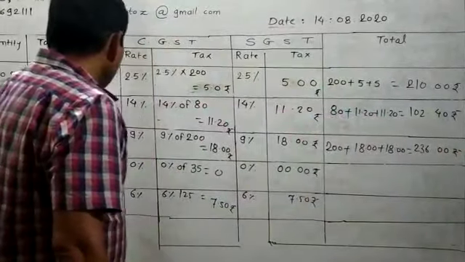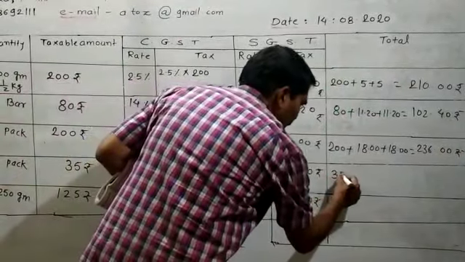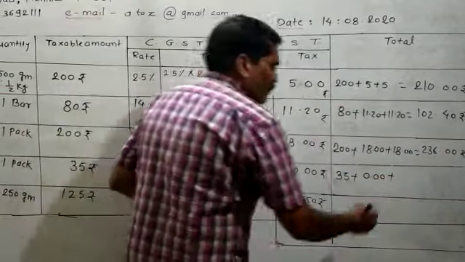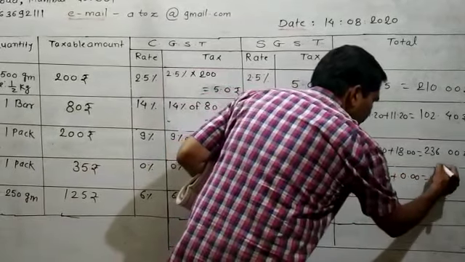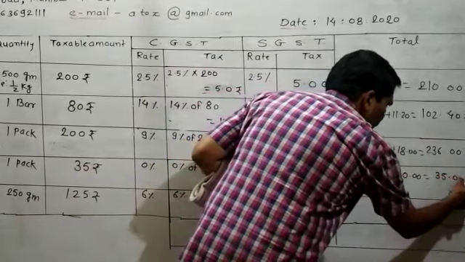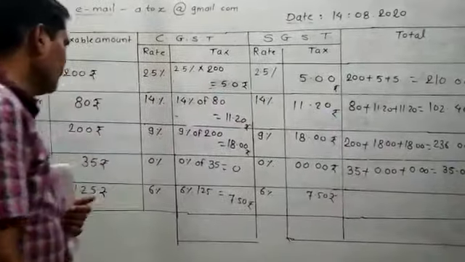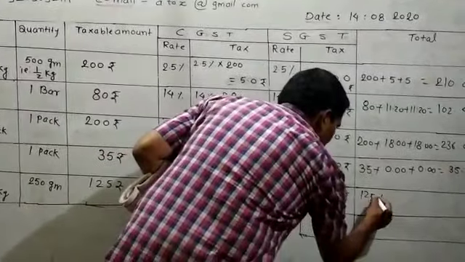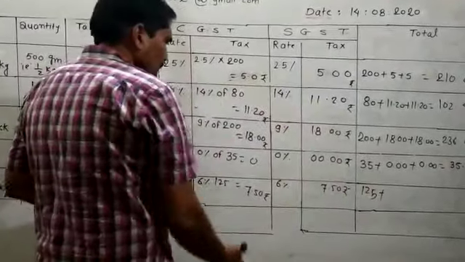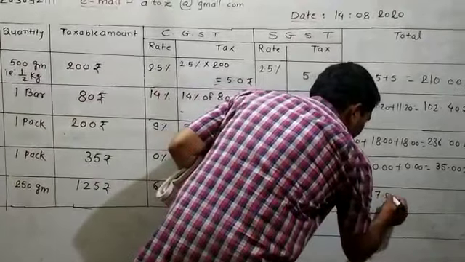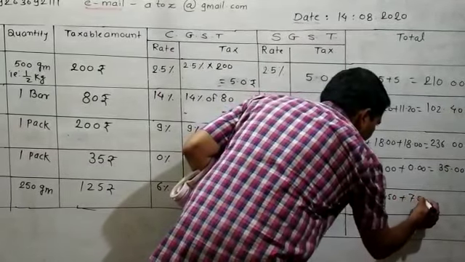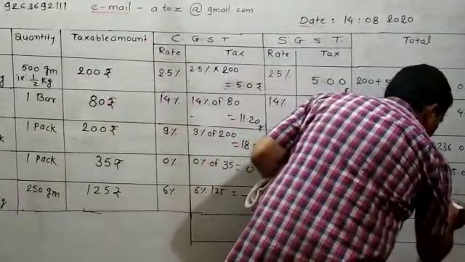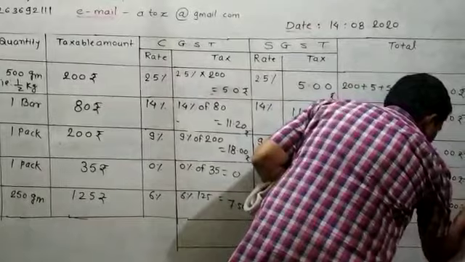Then here the taxable amount is 35. CGST is 0 rupees, SGST is also 0 rupees. At that time, this cost will come 35.00 rupees. And the last one: the taxable amount is 125 plus CGST 7.50 rupees plus SGST 7.50 rupees. At that time, this will come 140 rupees, 140.00 rupees.